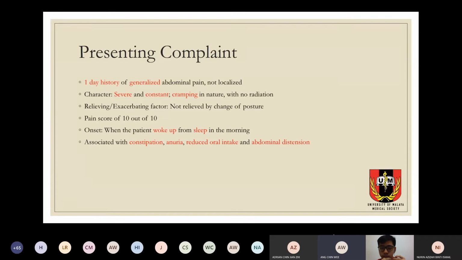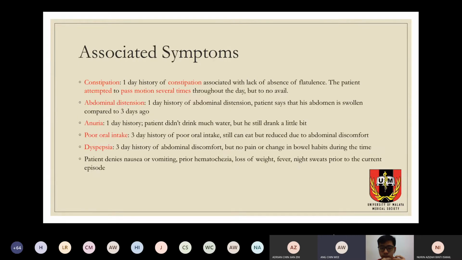Okay, next. Some elaboration on the associated symptoms. Constipation: 1 day history, associated with a lack of flatulence. The patient attempted to pass motion several times throughout the day, but couldn't. Abdominal distension, also 1 day history. The patient said his abdomen is swollen compared to 3 days ago. Anuria, also 1 day history. The patient didn't drink much water, but still drank a little bit. No nausea, vomiting, so that's okay.